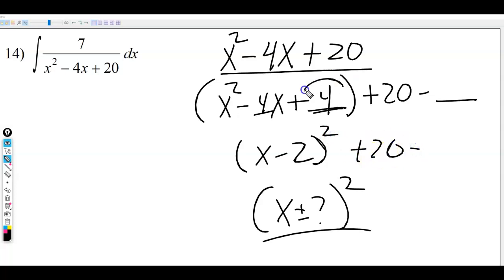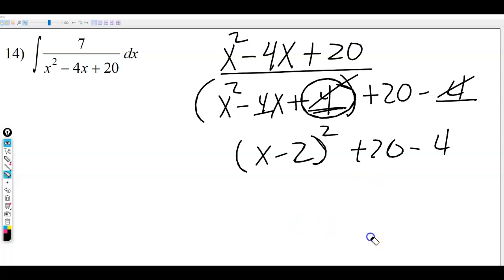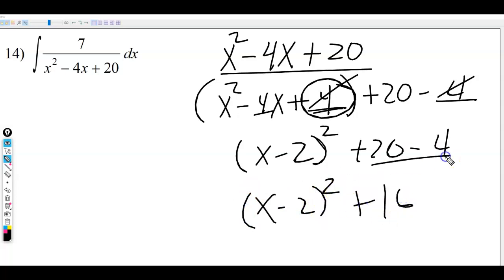However, remember, if I add 4, we also get to subtract 4. Because if you don't subtract the 4, then what you did was you changed what it equaled. But if we add and subtract 4, it's kind of like those 4's cancel out, so they don't really matter. But we have changed the way it looks. So here's what this final thing would come out to be here. It would be x minus 2 squared plus 16 once you combine those. Okay, so that's the basic strategy there.